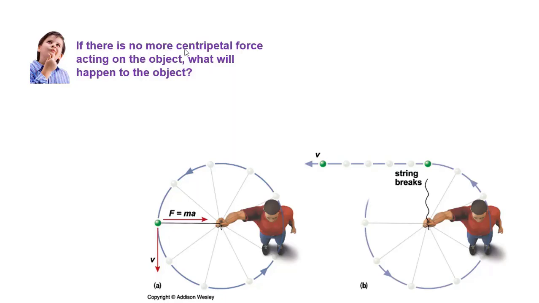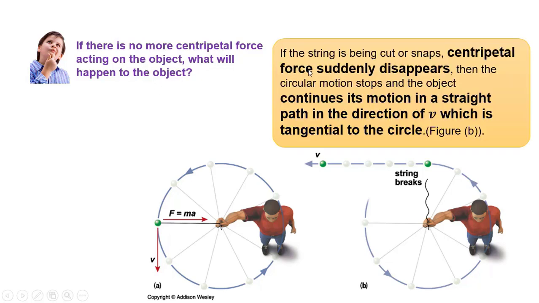If there is no more centripetal force acting on the object, what will happen to the object? Let's consider this case. If the string is cut or snaps, which means that the string breaks, the centripetal force suddenly disappears. Then the circular motion stops and the object continues its motion in a straight path in the direction of v, which is tangential to the circle. Look at this figure.